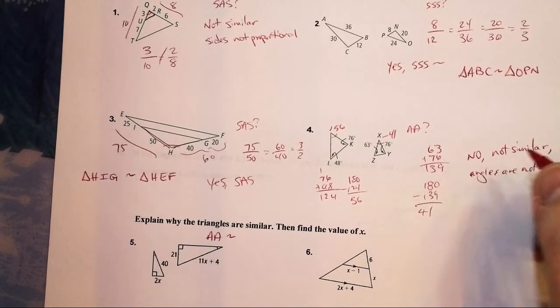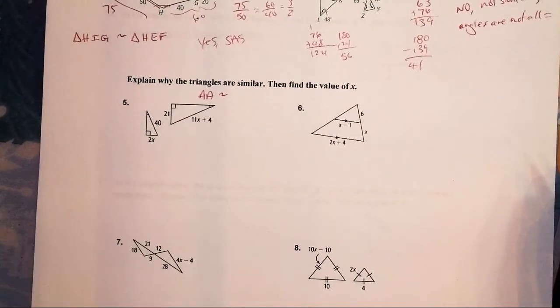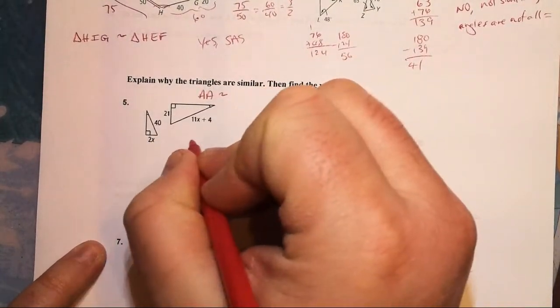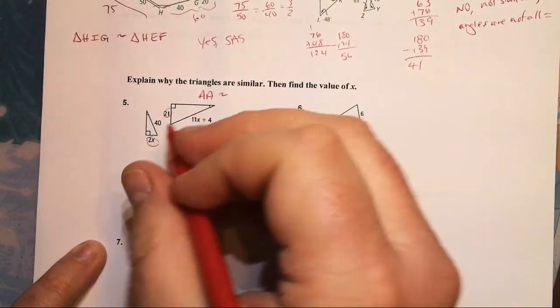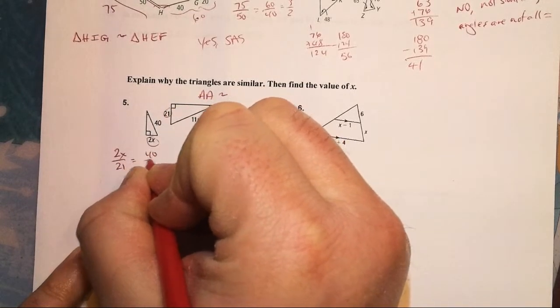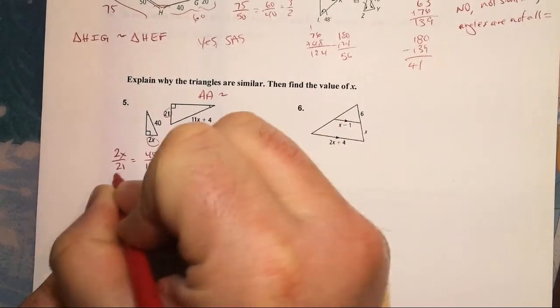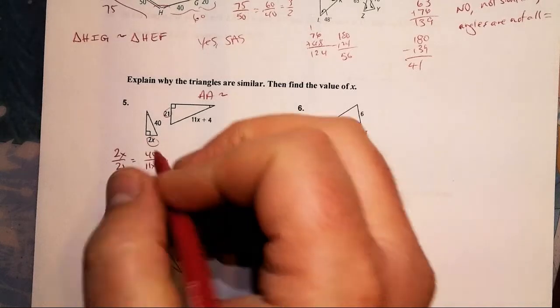All right. So 5 we have going back up. Why are the triangles similar? We got angle, angle, and then we're going to do a proportion. So you can see these two sides are corresponding. There's a small, those two, so we can do 2x over 21 is equal to 40 over 11x plus 4. We can then multiply both sides together. So 21 times 40 is 840.